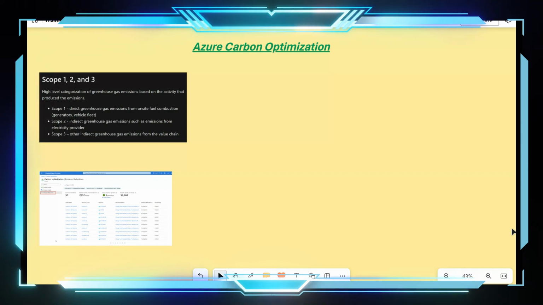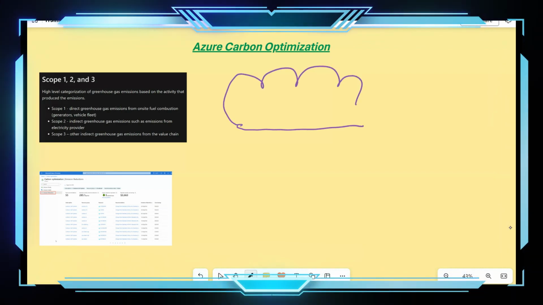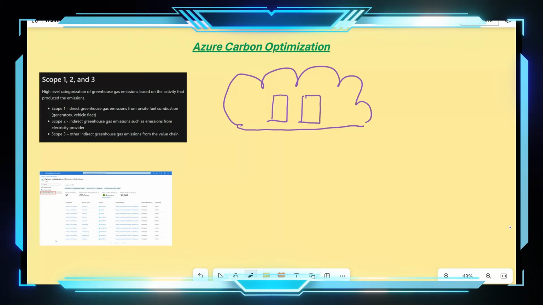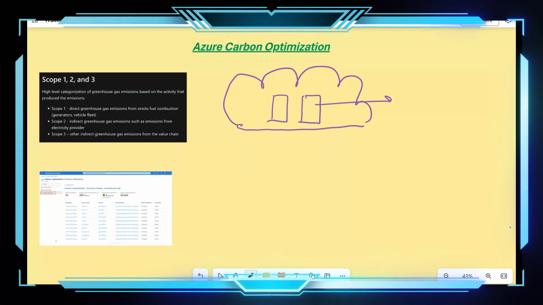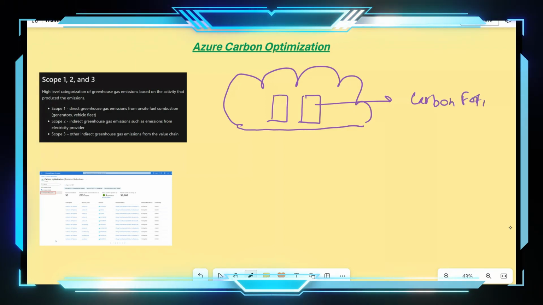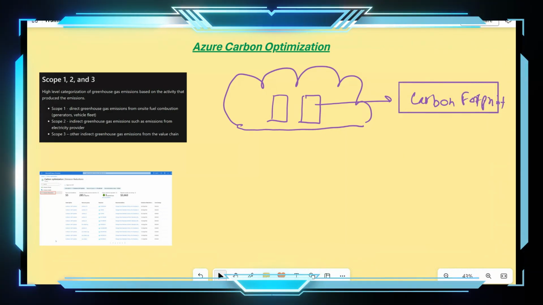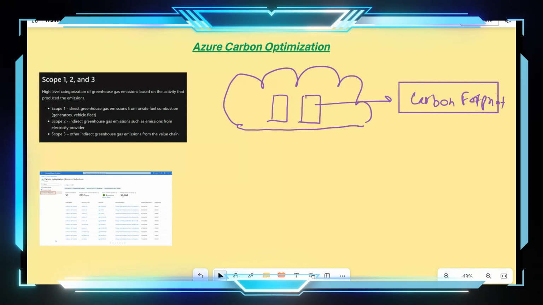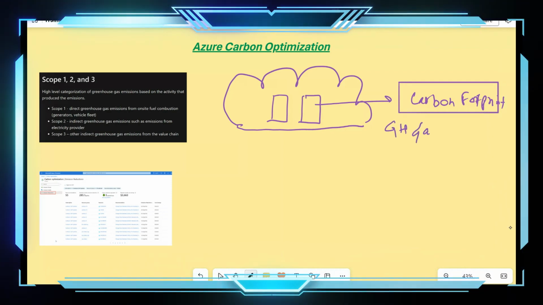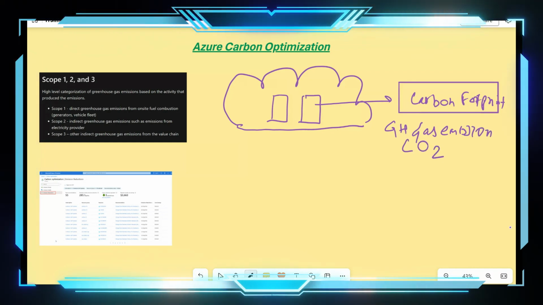So let's start with a typical scenario. Now, when we go and deploy resources in any Azure region, there is a carbon footprint attached to that. What that means is that in order to run these resources, there is greenhouse gas emission happening, which is typically carbon dioxide.